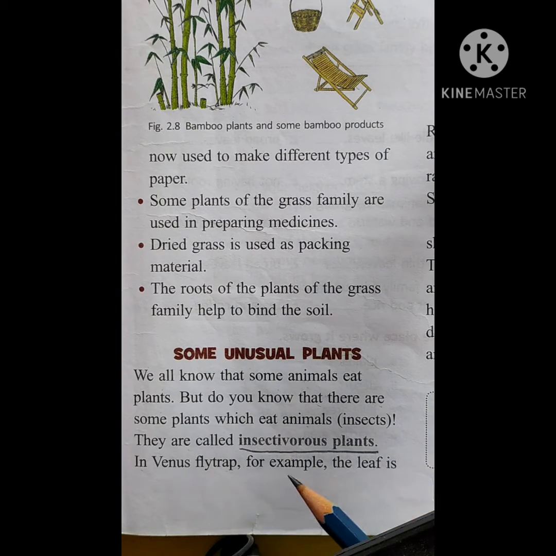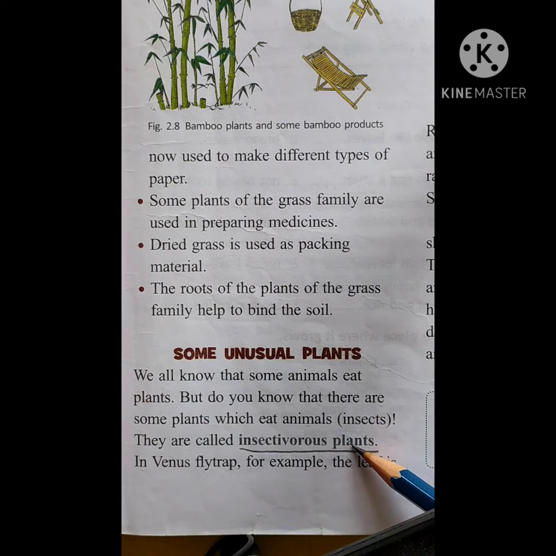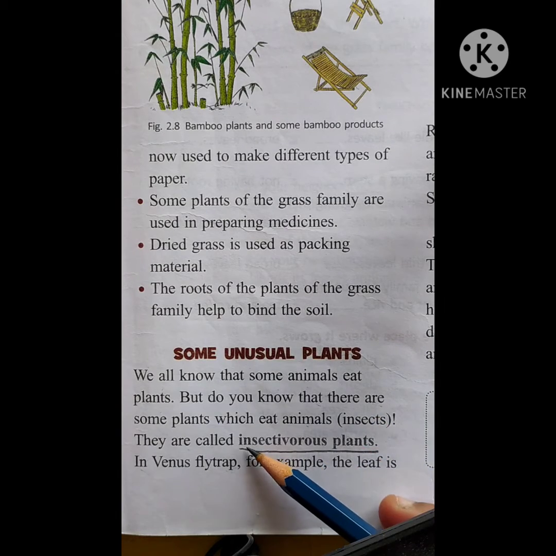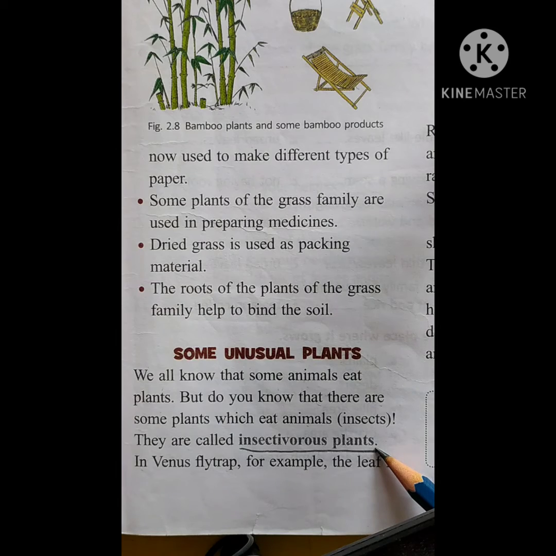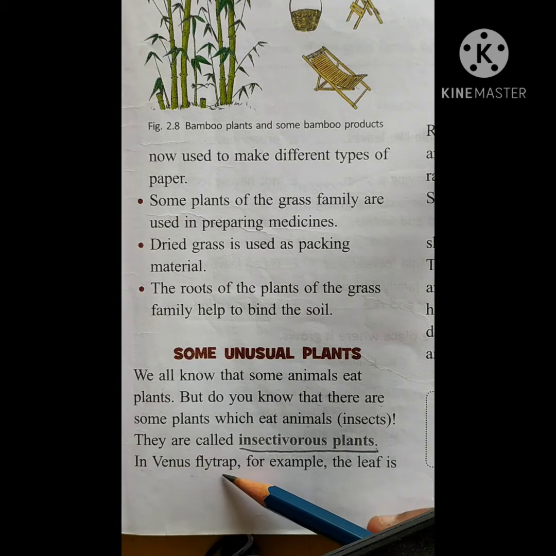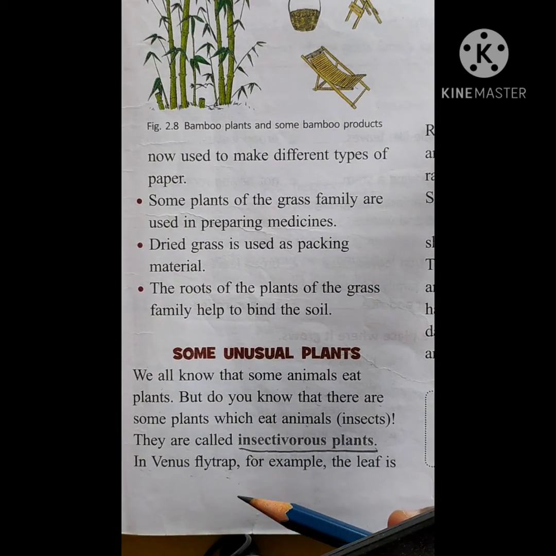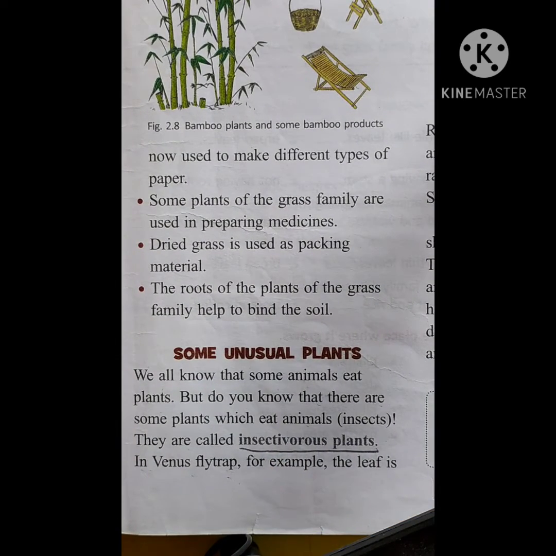So what are insectivorous plants, children? The plants which eat animals. They are called insectivorous plants. Just underline this word, children, insectivorous plants. So what is the example for insectivorous plants? Let us see. The Venus flytrap is the example for an insectivorous plant.